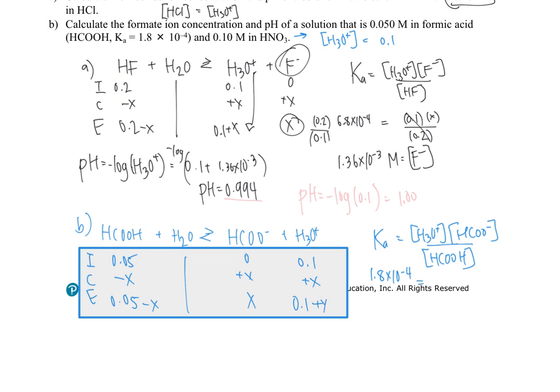So now I can solve for it. I get 0.1. I'm not going to do the plus X because of the approximation, X over 0.05 minus X, and don't worry about the minus X. So then I do my Ka times 0.05 divided by 0.1. To get rid of that guy, times by 0.05. And I get X, which is my formate ion.